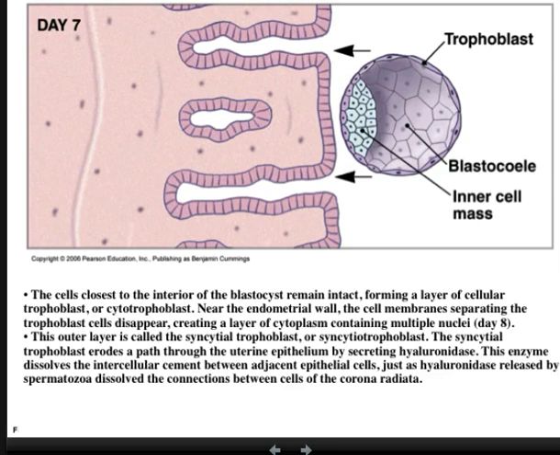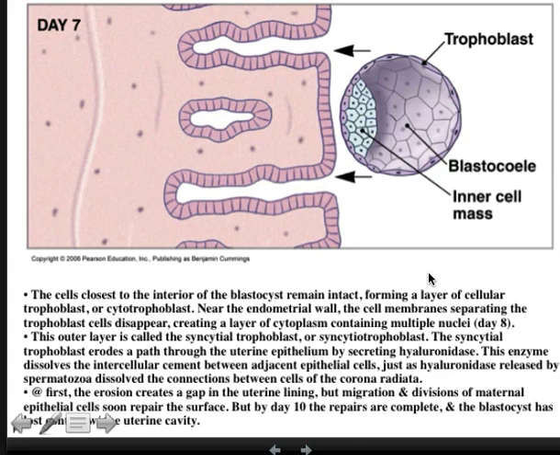So this layer erodes a path through the uterine epithelium by secreting powerful enzymes, hyaluronidase being one of them. This dissolves the intercellular cement between adjacent epithelial cells, as it's released by spermatozoa during the connections between the corona radiata. This is the same enzyme doing the same trick, except in this case it's being released by the developing embryo, whereas before it was released by the acrosomal heads of the sperm.